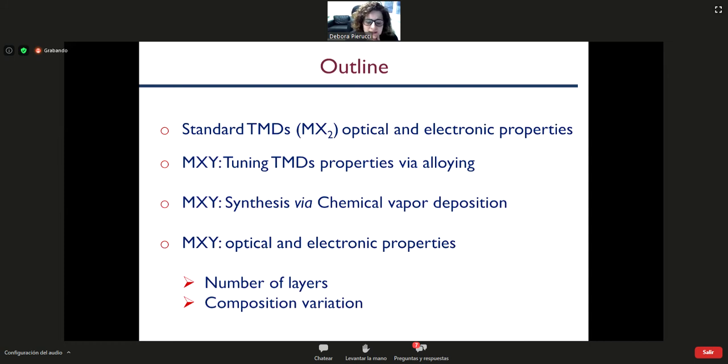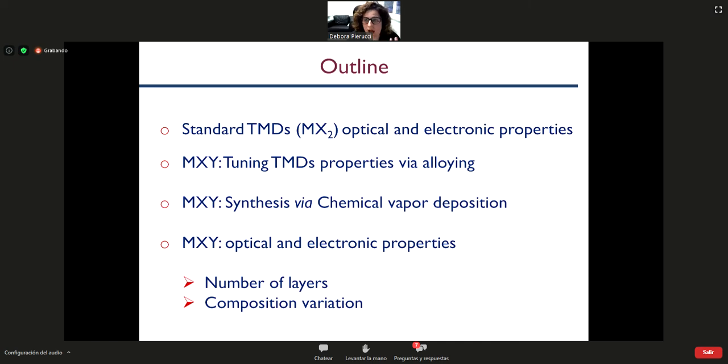So let's outline my talk. At first I will briefly summarize the properties of standard TMD materials, in particular optical and electronic properties, giving particular attention to the band structure of these materials and their evolution as a function of the number of layers. Then we'll see how we can tune and add new functionality to standard TMDs by creation of alloy.